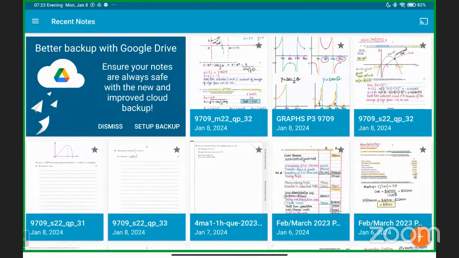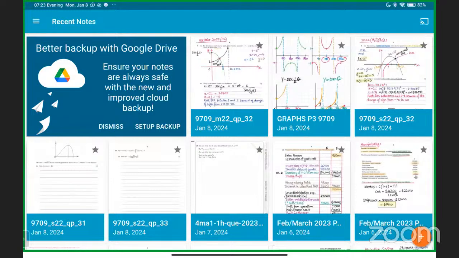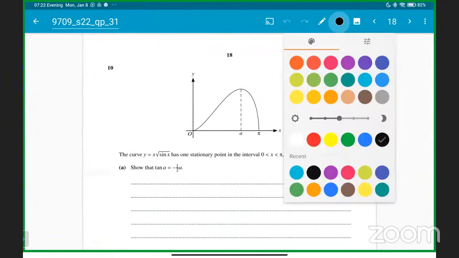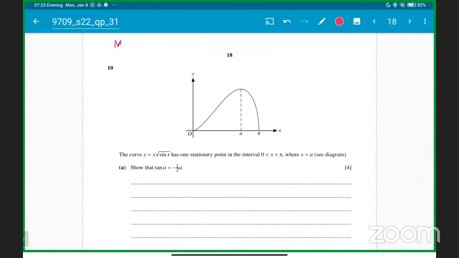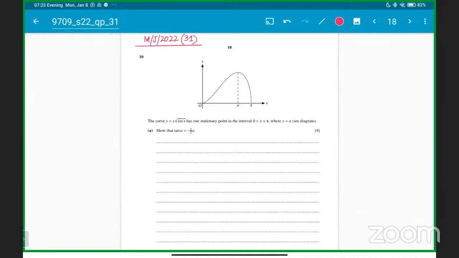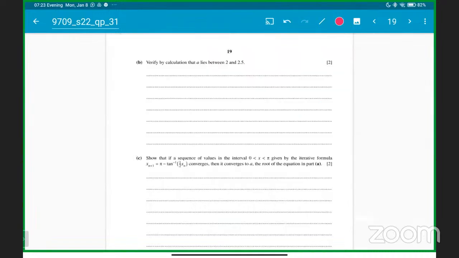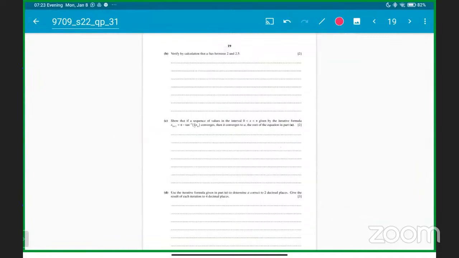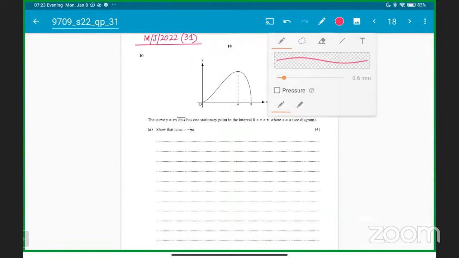Next, we have another question. Let's do it from May/June 2022, paper 3 variant 1. This is also May/June 2022, but a different variant, paper 3 variant 1. The first part is proving a result for 4 marks, and then we have a couple of further proving parts. It's a huge question, with 4, 5, 6, 7, 8, 9, 10, 11 marks. So let's try to do that as well.